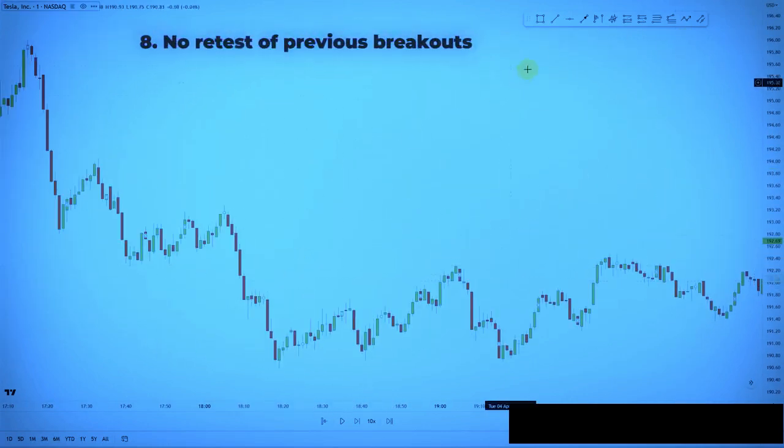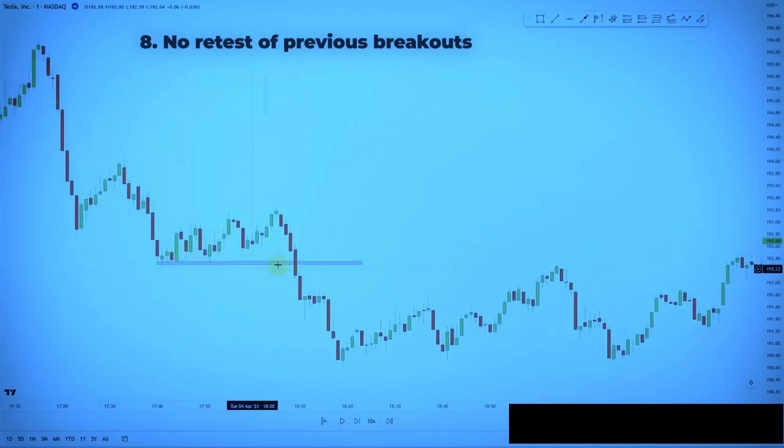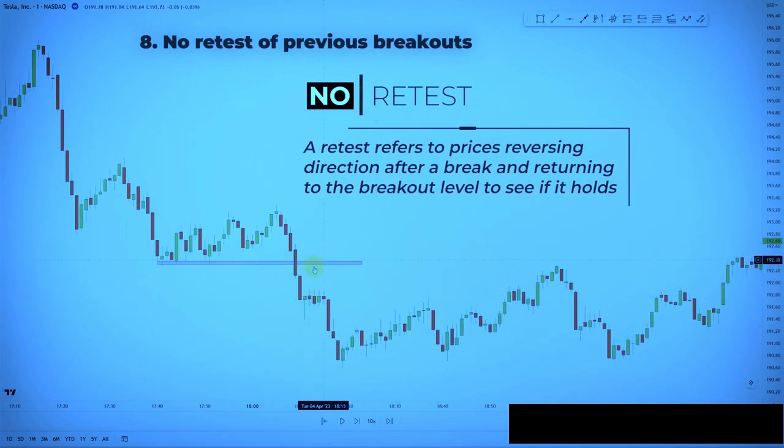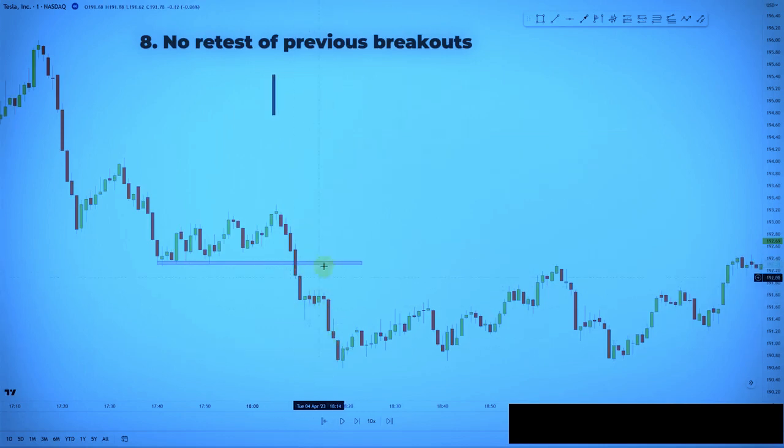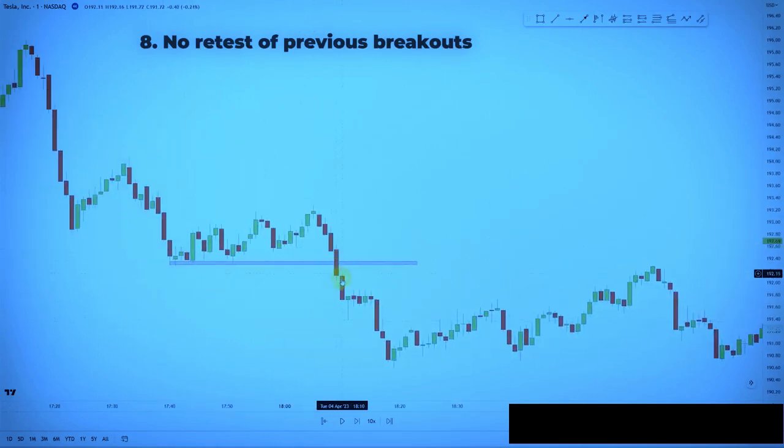8. No retest of previous breakouts. We'll talk about breakouts later, but you probably know the classic way to trade them. You must wait for prices to retest the breakout level. A retest refers to prices reversing direction after a break and returning to the breakout level to see if it holds. The tendency is for prices to return to the breakout level, which should now act as a support and attract buying interest. But in a strong market, you will not get a retest. The buyers are unwilling to let the price drop lower.